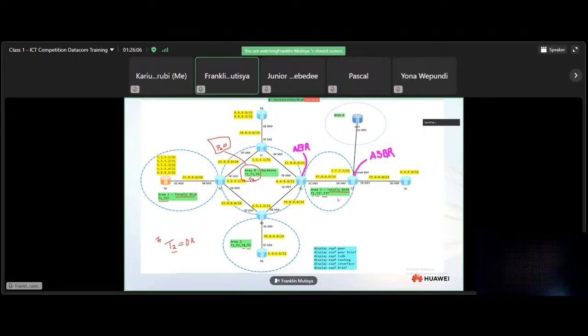You can also have type 2 there if the network is broadcast. Right? Yeah. So there we do not have type 4 and type 5.